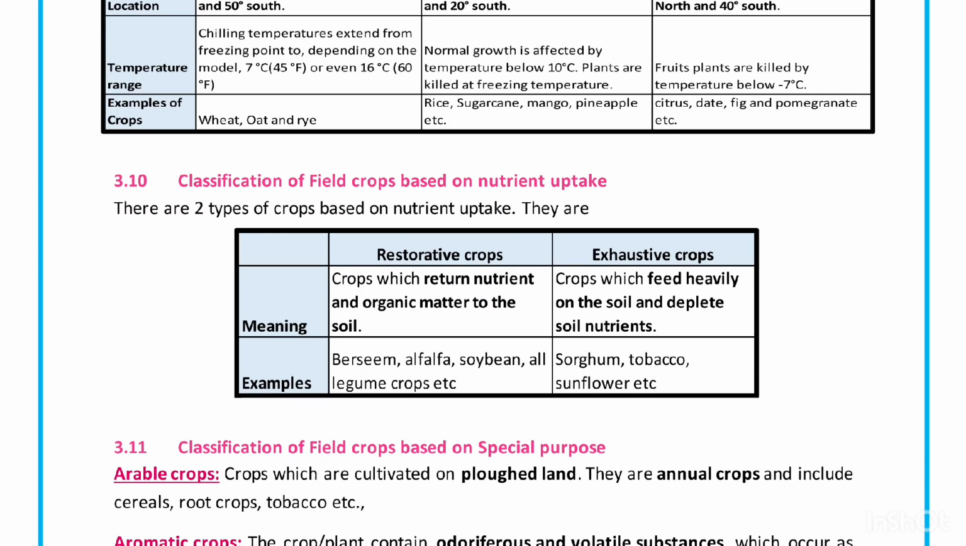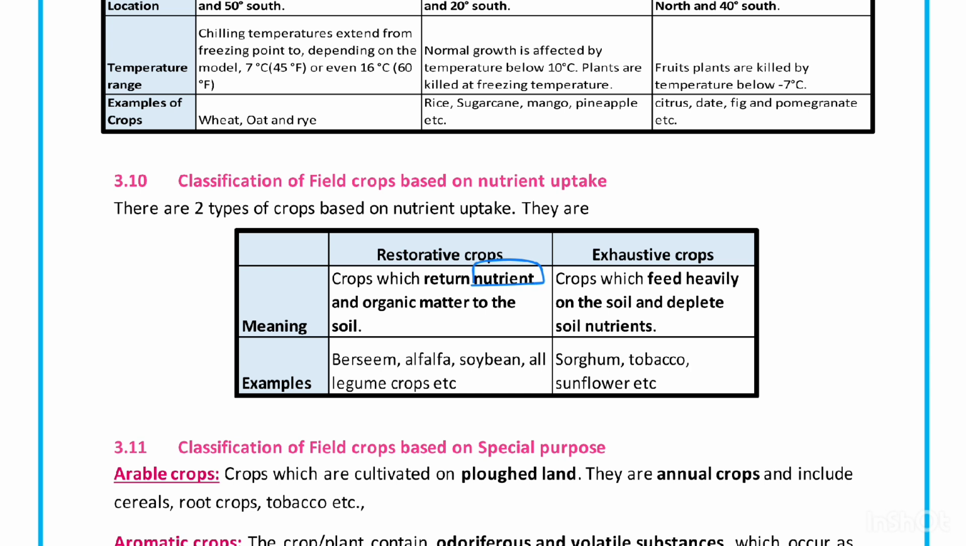First of all, let me tell you what is the meaning of nutrient uptake. In which context the classification has been made. Crops require nutrients for their growth and development, and these nutrients required for growth are taken by crops from the soil. So soil becomes the source of nutrients and they are taken in, absorbed by roots.